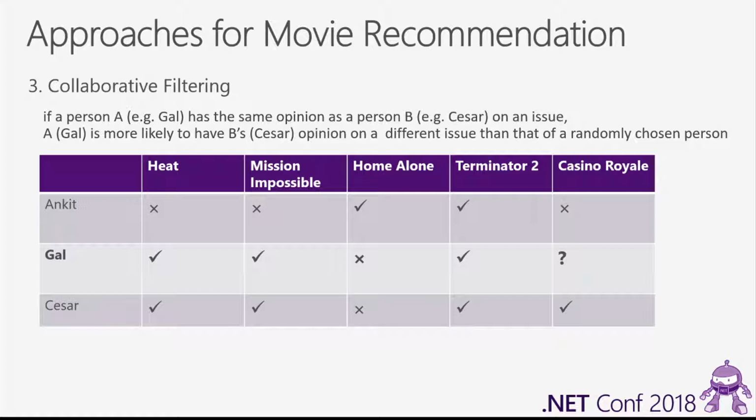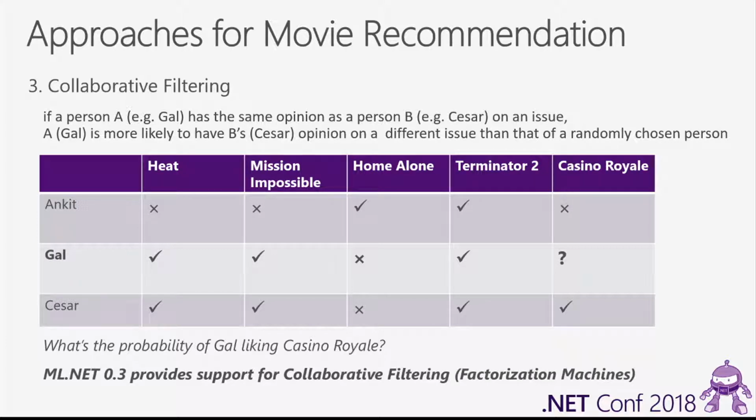So this is an example of data that you can collect as a part of a movie recommendation system that you're building. Now the question that comes up here is that given this data set, what is the probability of Gal liking Casino Royale? And this is something that collaborative filtering can really help us with. So in ML.NET 0.3, we added support for collaborative filtering. What collaborative filtering tells us in this case is two things. The first thing it tells us is that Gal and Cesar have similar taste in movies, and that given Cesar liked Casino Royale, there's a higher likelihood that Gal also might like Casino Royale.